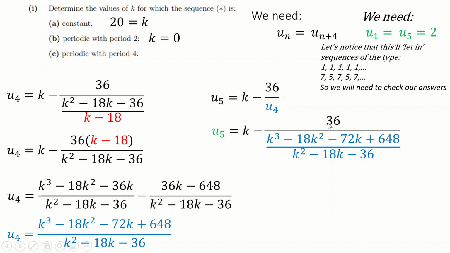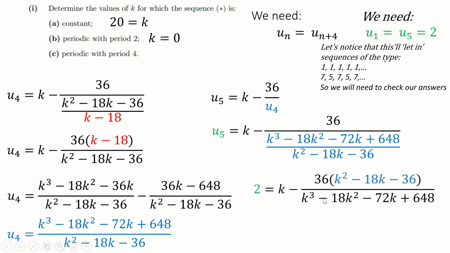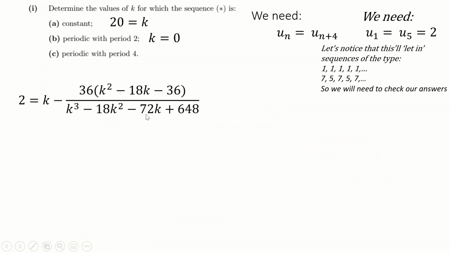So I've finally arrived at something that I want, which is 2 equals a bunch of k's. And I've moved that thing over to the top, just there. Right, so that's what I end up with. And now here it is. I've just got something in k, which means this might be solvable.